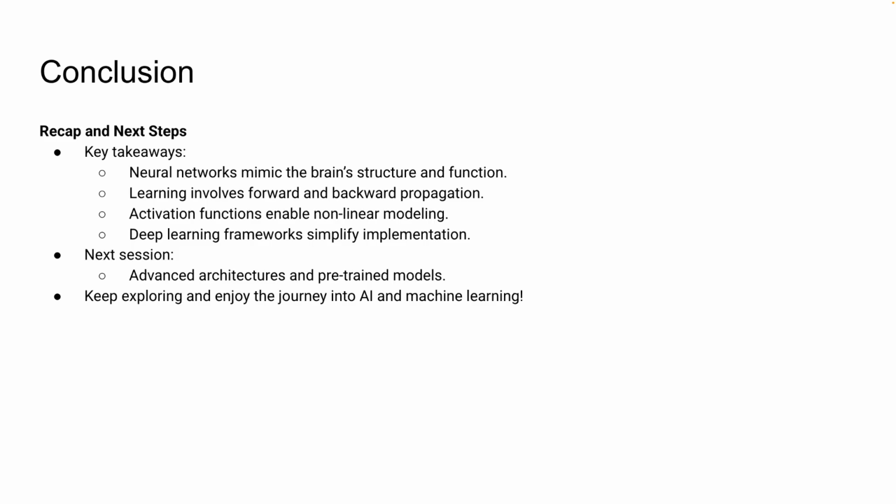We began by exploring the biological inspiration behind neural networks, understanding how artificial neurons mimic the workings of brain cells. We then examined the learning process, forward and backward propagation, and saw how the network refines its predictions, much like learning to ride a bike. We discussed the critical role of activation functions in introducing non-linearity, which is essential for modeling the complexities of real-world data. Finally, we delved into deep learning frameworks, the practical tools that transform theory into practice.